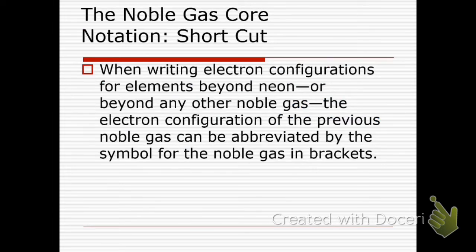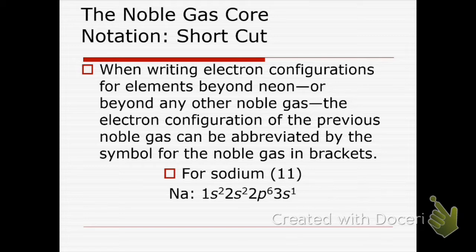Summarizing what we did, we can use it for anything beyond neon, and we're going to use the brackets and then continue. So if I had sodium, which has 11 electrons, I'd go backwards on my periodic table. I would be starting with neon, so I would write neon in square brackets. That is representing 10 electrons, so in the full one, everything up through the 2p6, and I simply add 3s1 at the end.